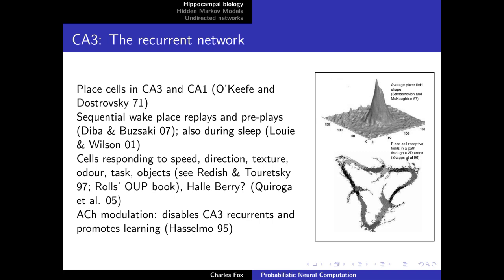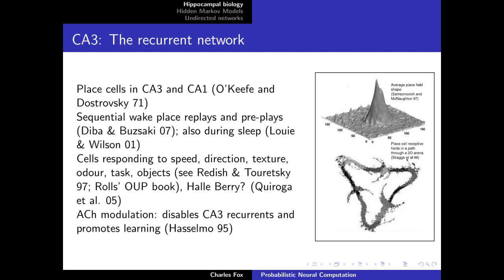CA3. If we look in the rat, we find these place cells. A place cell is similar to the grid cells we saw, but it's a cell that fires in just one place in an arena. So whenever the rat is here, this cell will fire, and if it's here, that cell will fire. Whereas in the grid cell, the cell fires in a regular pattern of places in the arena.